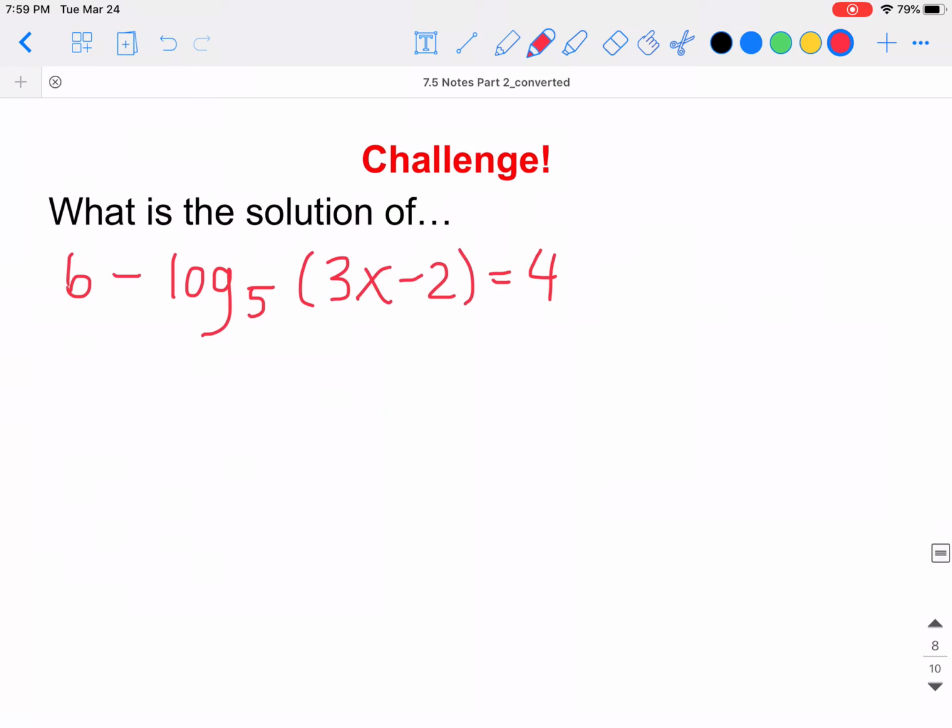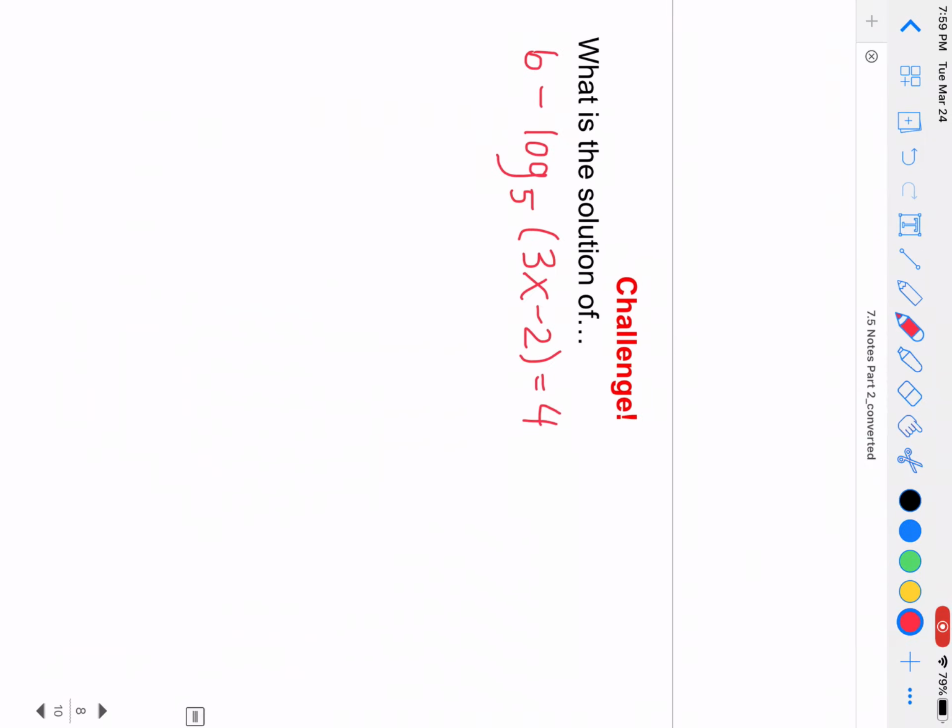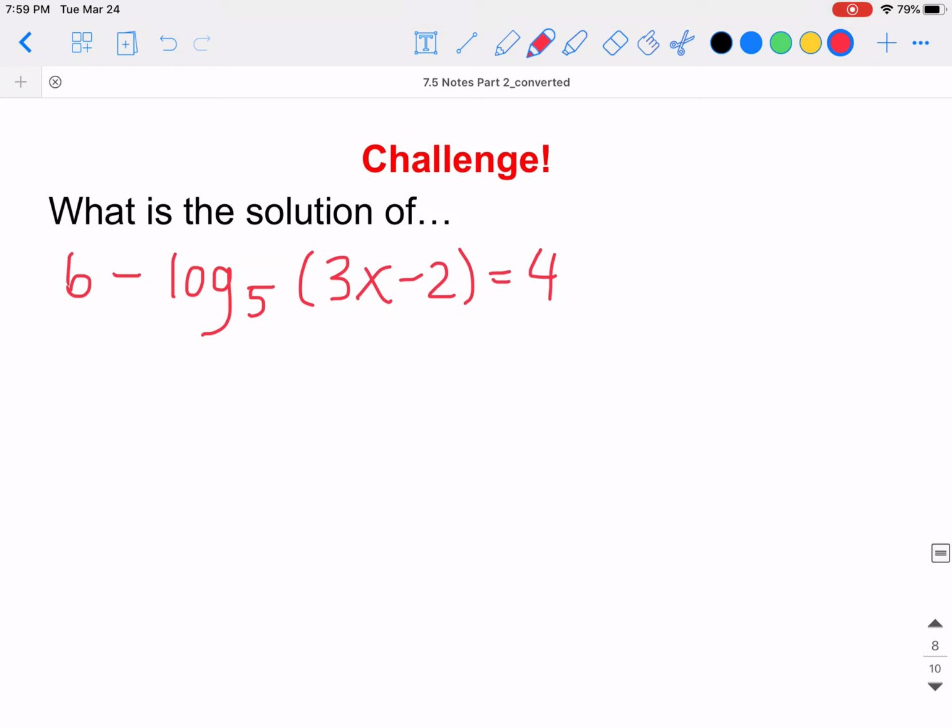Our next example is a bit of a challenge, so if you want to try this one on your own, take a second, pause the video, and get working. So we have 6 minus log base 5 of 3x minus 2 equals 4.